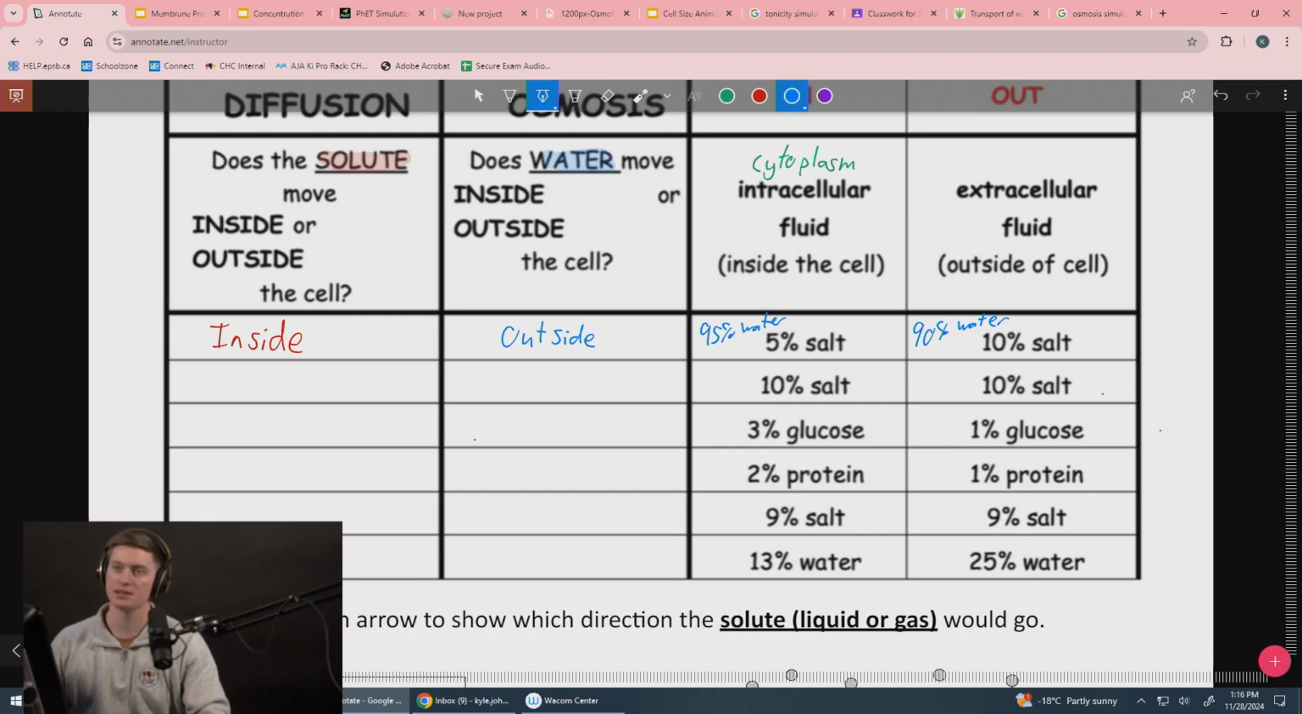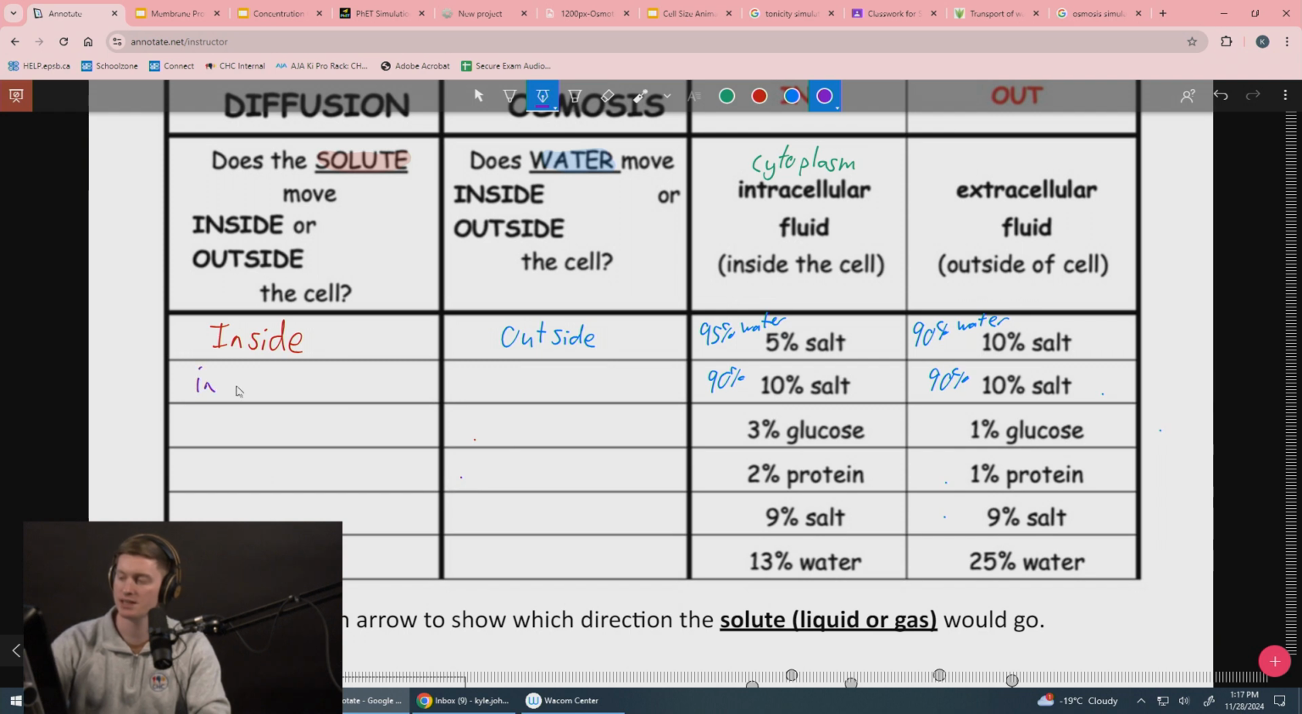For our next row here, you see that the concentrations of the salt are the same. That means the concentrations of water are also going to be the same. Both have a 90% water concentration. If the concentrations are equal, it doesn't mean that nothing moves.